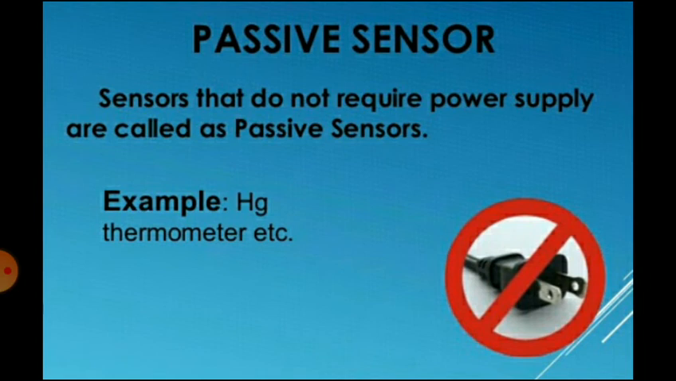Passive sensors: sensors that do not require a power supply are called passive sensors. For example, a mercury thermometer.